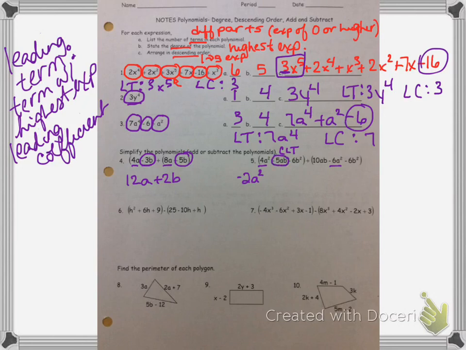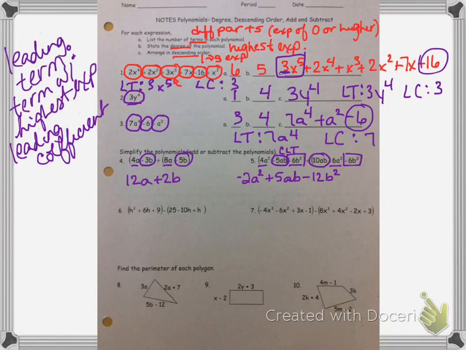So negative 5ab and a positive 10ab, so plus 5ab, negative 6b squared and a negative 6b squared is a negative 12b squared. So make sure that you are trying to write it in that order.